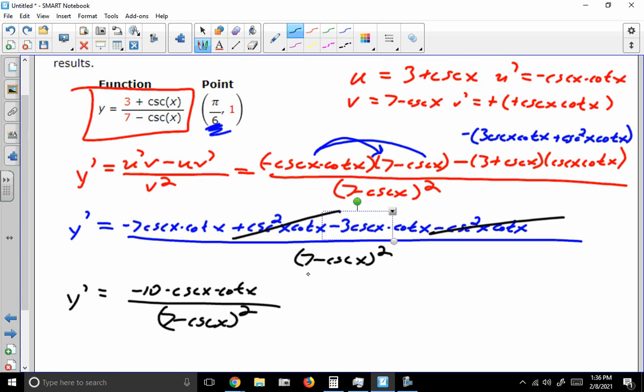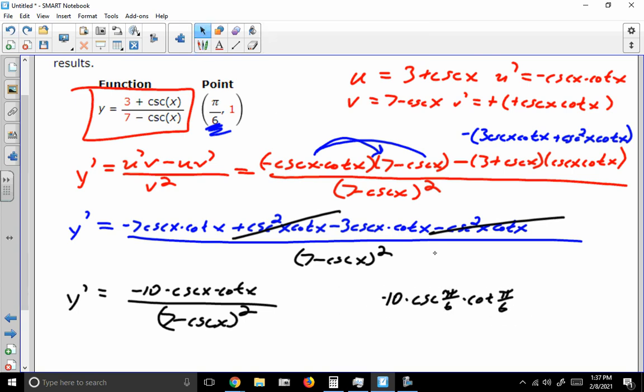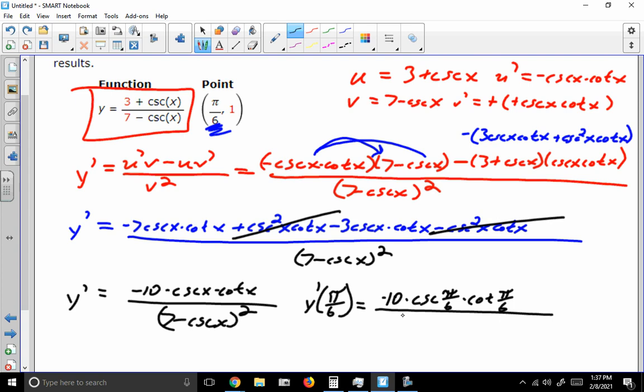So we want to find the slope specifically at pi over 6. So -10 times cosecant of pi over 6 times cotangent of pi over 6. Let's take the equal sign off there because now we're finding not just y prime, but our derivative at pi over 6. So we can plug pi over 6 in for x.